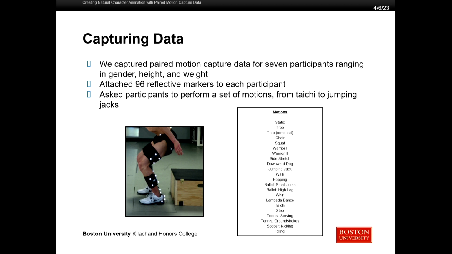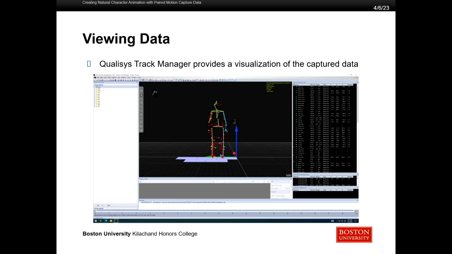We connected 96 reflective markers throughout the body, so that took a little bit of time, but we wanted to ensure that we were capturing all limbs and all the nooks and crannies of each of their bodies. So once we finished capturing the data, we were able to view it in an application called Qualisys Track Manager, and that's also where we did a bulk of the processing work.